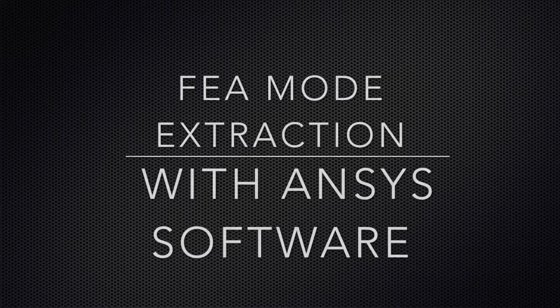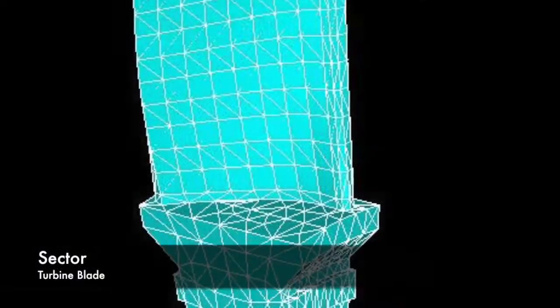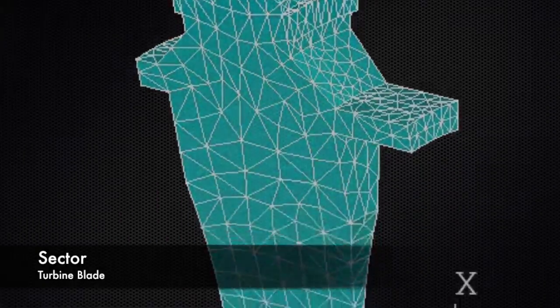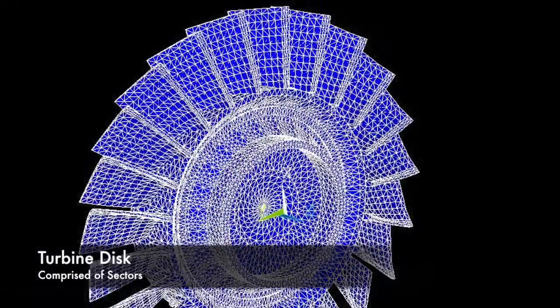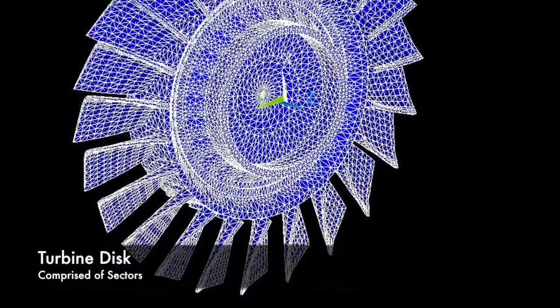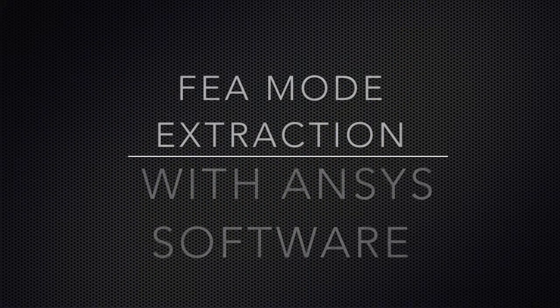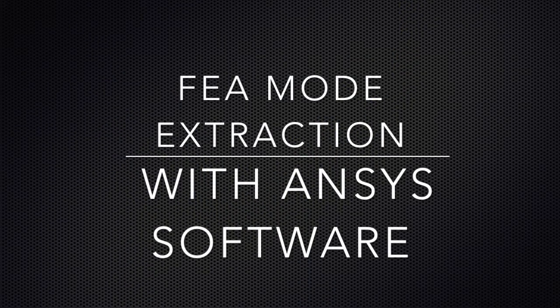A bladed disc is comprised of sectors, which include one blade and its disc portion, and this disc also exhibits cyclic symmetry about the axis of rotation with these sectors. Using this symmetry speeds up the calculation of the modes and the mode shapes in the analysis.